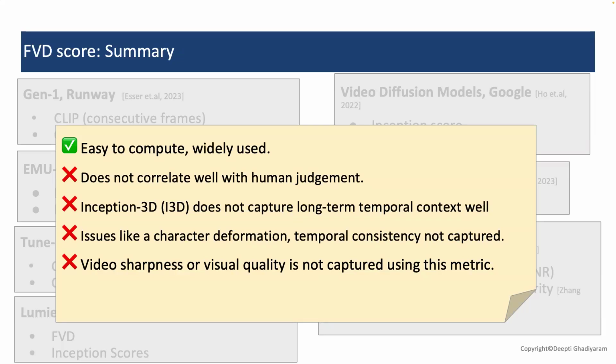Again, FVD score is fast, it's simple, it's widely adopted, but we found this internally at Runway, and it's been documented by other researchers as well, that it doesn't correlate with human judgment. So having a low FVD score may not lead to videos which are necessarily sharper or have high visual quality. Inception 3D is a 3D model, but it doesn't capture long-term temporal consistency. So this metric still doesn't capture issues such as character deformation or temporal consistency. All of these are extremely crucial at this time and age.